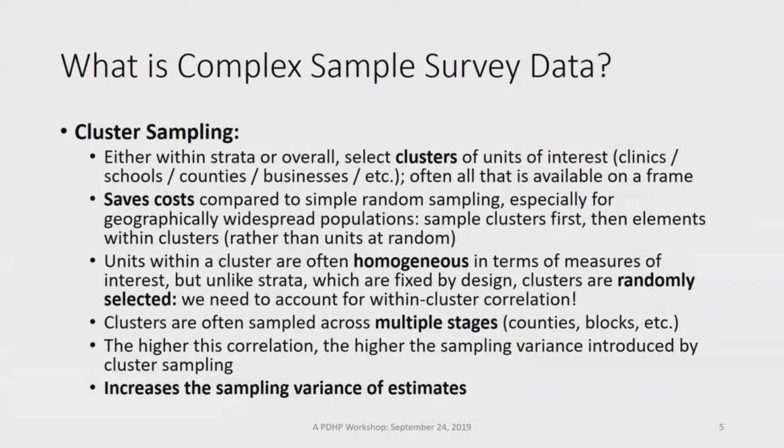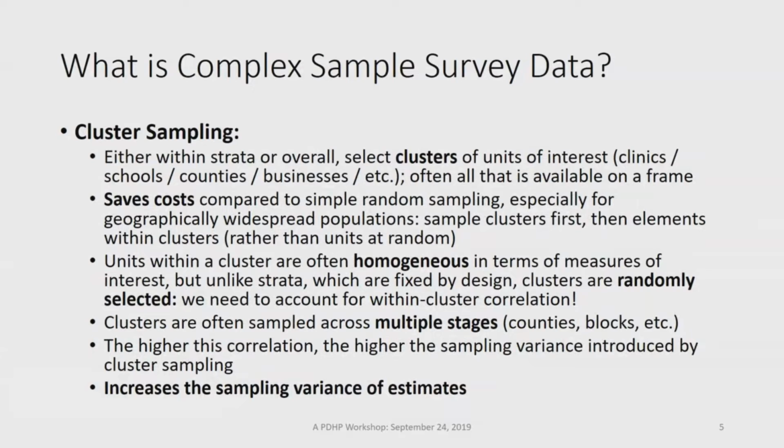Okay. So the units within a cluster are often homogeneous, much like strata. These randomly sampled clusters tend to be such that the people within them are very similar in terms of what we're trying to collect. But again, they're randomly selected. They're not fixed by design, like strata, where every sample would be drawn from the same exact strata. Again, clusters are often sampled across multiple stages, so you could have counties, blocks within counties, households within blocks, etc., all to save on money. What's the most cost-efficient way to get to the people that we ultimately want to measure? It's all done to save money.